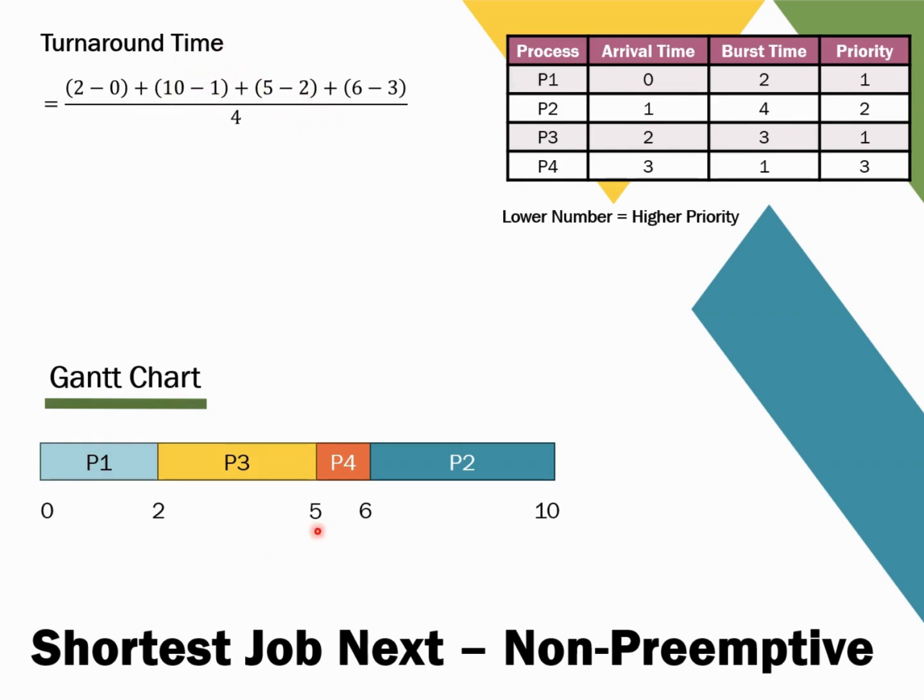For P3, 5 is the completion time and 2 is the arrival time, so 5 minus 2 is the turnaround time. For P4, it completes at 6 and arrives at 3, so 6 minus 3 is the turnaround time. So 2 minus 0 is 2, 10 minus 1 is 9, 5 minus 2 is 3, and 6 minus 3 is also 3. So 2 plus 9 plus 3 plus 3 gives 17, and we have 4 processes, so for the average turnaround time we divide 17 by 4 and get 4.25.